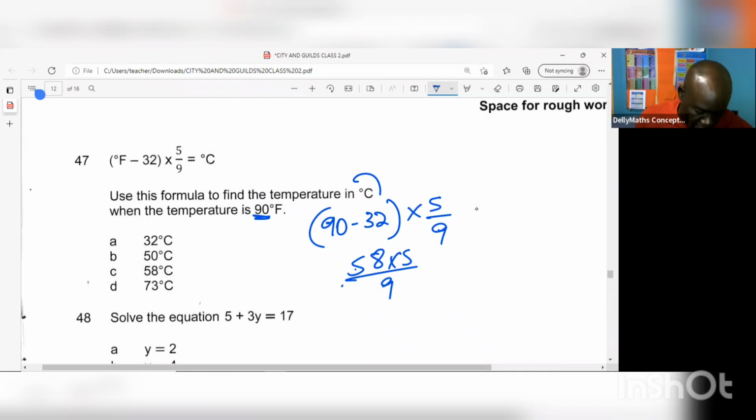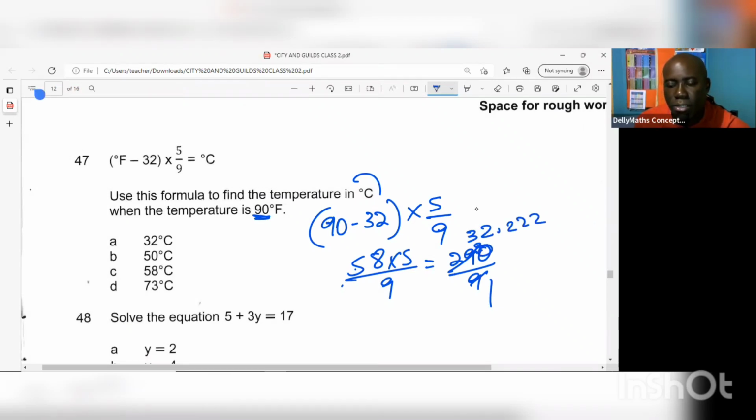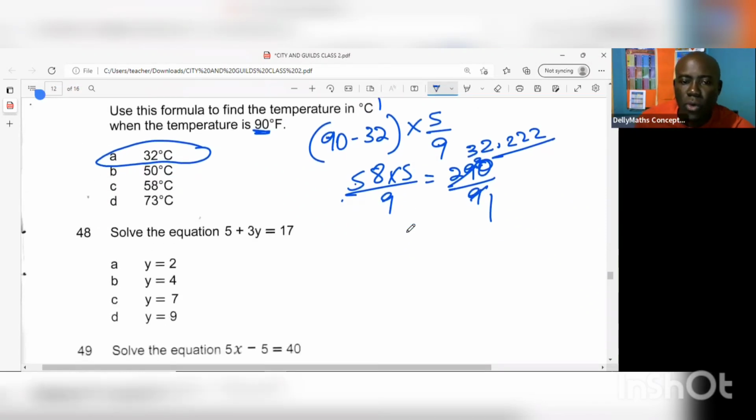All right, so 58 times 5 is 290. Then 9 into 29 goes 3, remainder 2, 9 into 20 goes 2, remainder 2. So we're going to get 32.22. So we're just working out the thing.